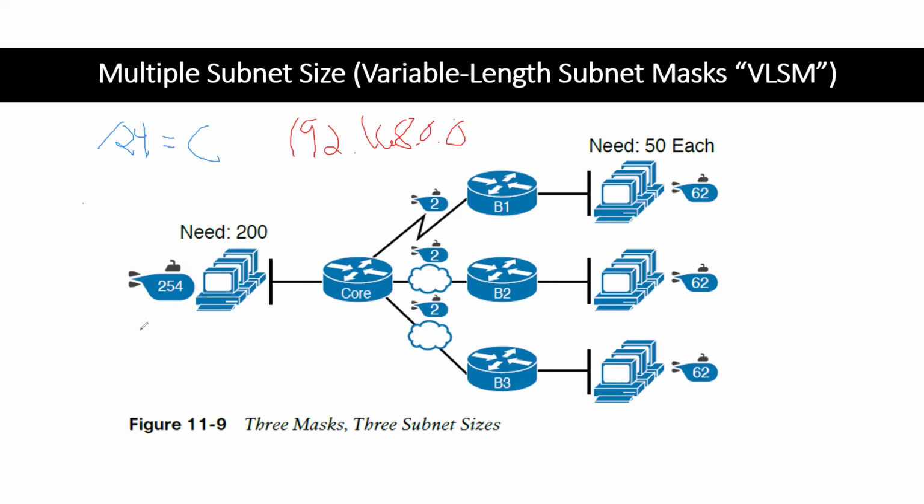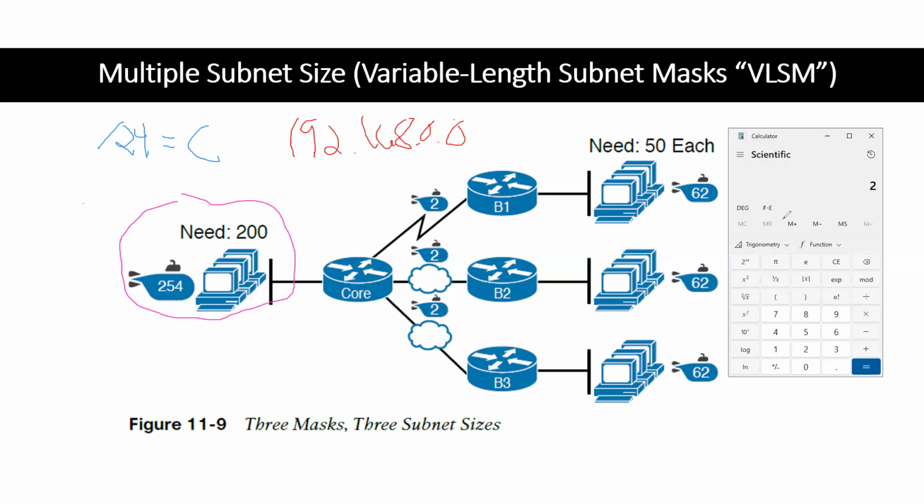192.168.0.0, okay? And so this network right here, let me go ahead and use another color. This network behind HQ, behind the core, needs 200 addresses. So if we do our math, if I go ahead and get my calculator, hopefully you guys can see it, let's go ahead and do the host formula.